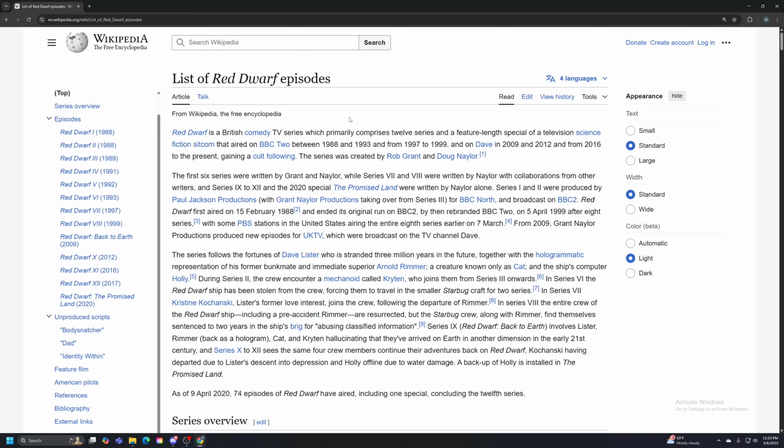Red Dwarf is a British comedy TV series which primarily comprises 12 series and a feature length special of a television science fiction sitcom that aired on BBC Two between 1988 and 1993, and from 1997 to 1999, and on Dave in 2009 and 2012, and from 2016 to the present, gaining a cult following. The series was created by Rob Grant and Doug Naylor.